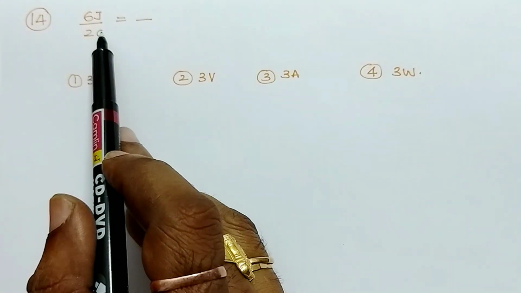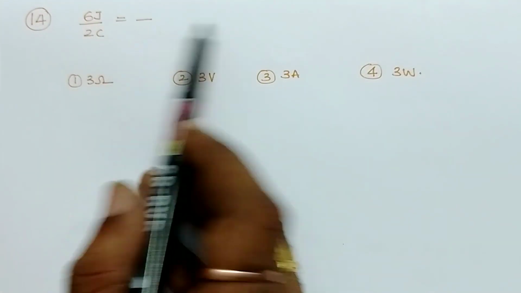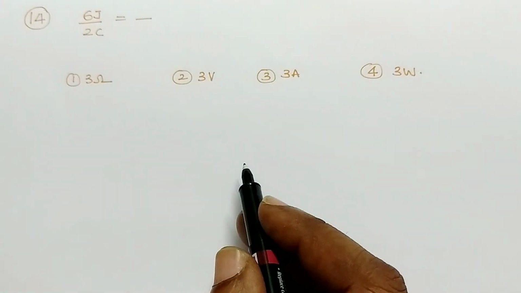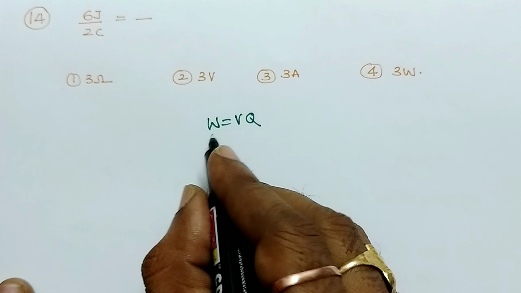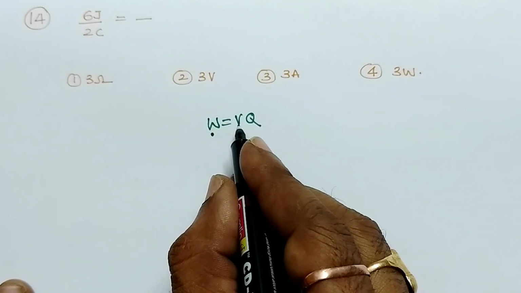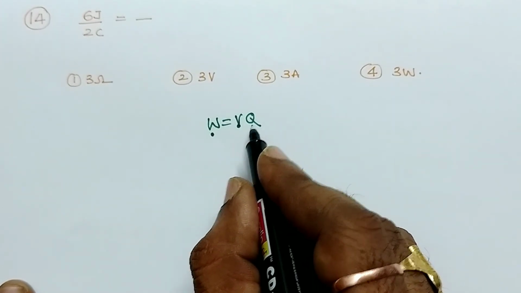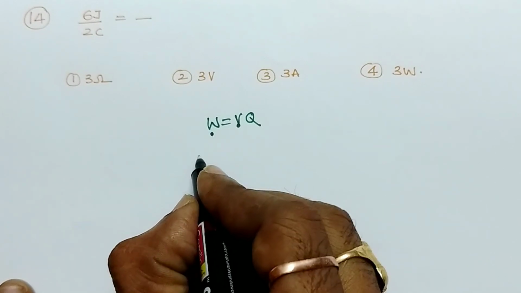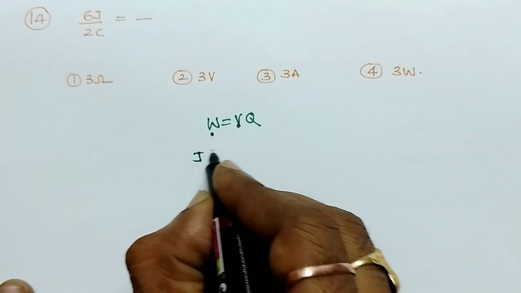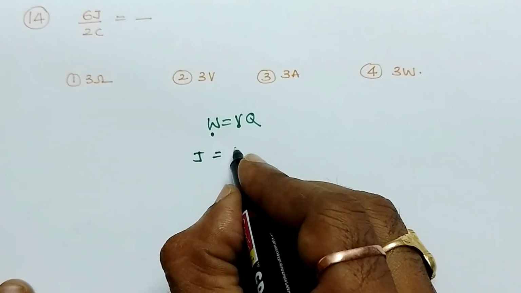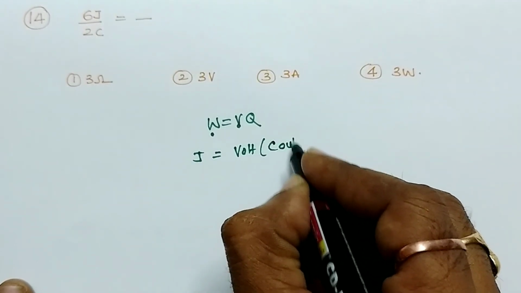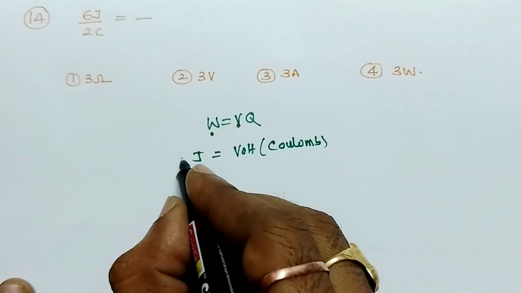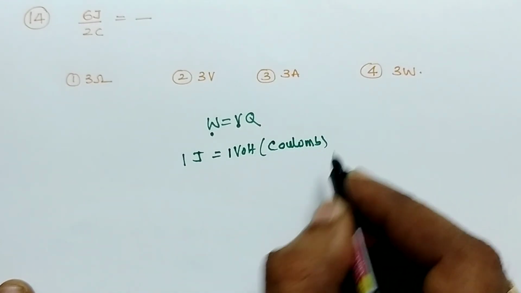So 6 joule by 2 coulombs is equal to what? We have the formula W is equal to VQ, where W is the work, V is the potential difference and Q is the charge. So the unit of work is joule, V is volt, and Q is charge, that is coulombs. So 1 joule is equal to 1 volt into 1 coulomb.